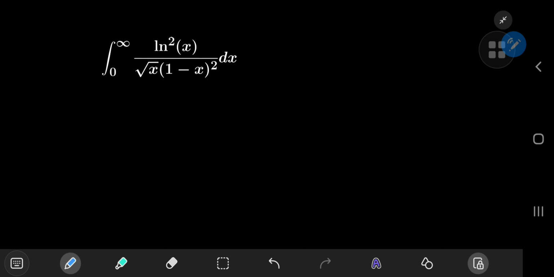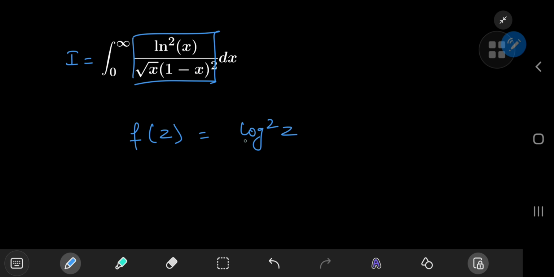Today we have this really cool integral that we're going to solve using contour integration. For reference purposes, let's call the integral we have I, and we need to define a complex valued function f of z. Judging by the structure of the integrand, we need the squared logarithm of z divided by square root z times 1 minus z squared.